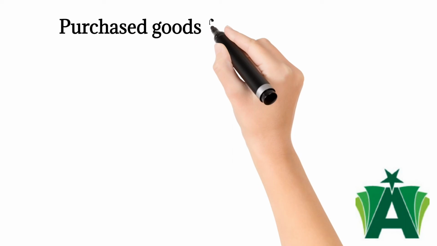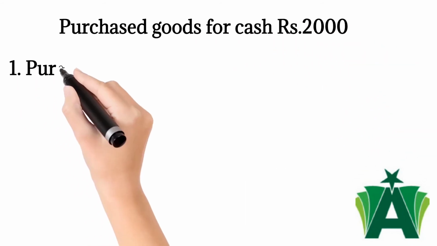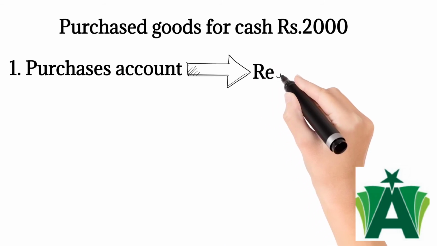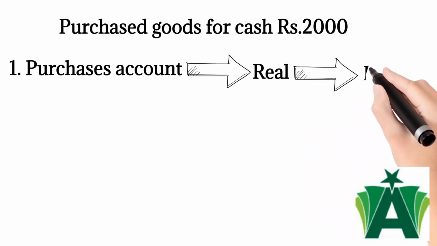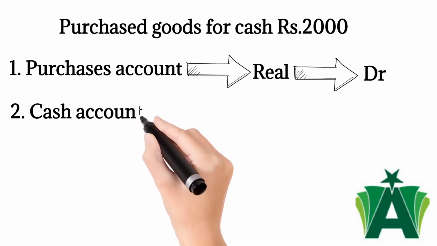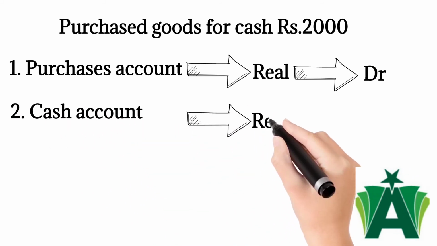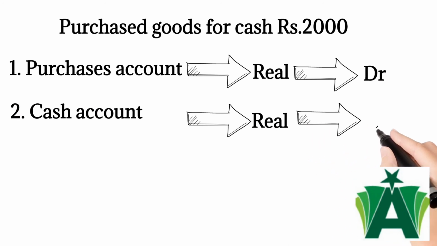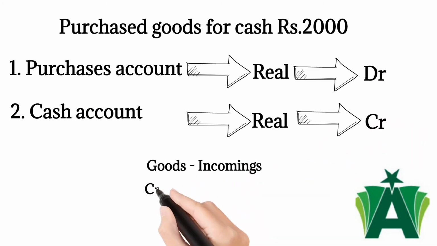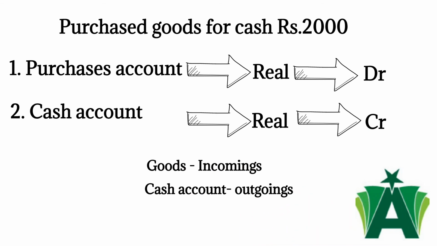Transaction number 3. Purchased goods for cash 2,000. Here, purchase account and cash account are involved. Nature of purchases account is real, and cash account is also real. According to real account, what comes into the business is debited and what goes out is credited. In this transaction, purchase account is debited, and cash account is credited.